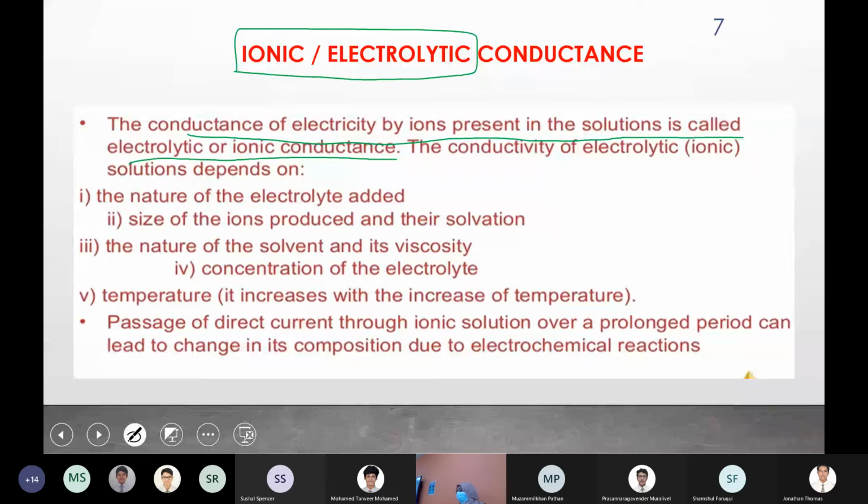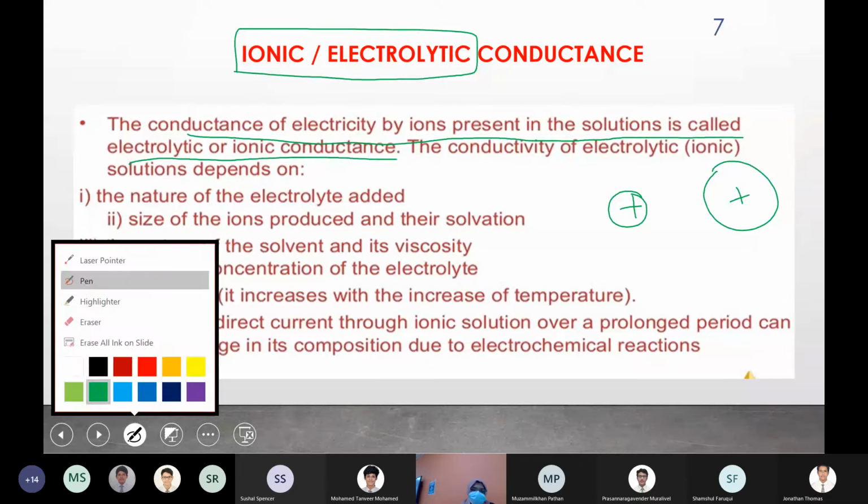Second one is size. You know that the size is also an important factor related to the movement. If you have a small positive or negative ion and you have another one which is bigger in size, the movement of ion depends on the size. If it's bigger in size, the movement will be slower. So that means the size of the ions produced and their solvation. What do you mean by solvation? What is solvation?